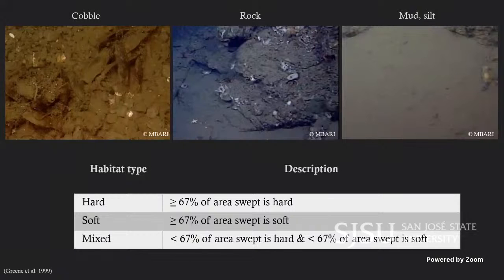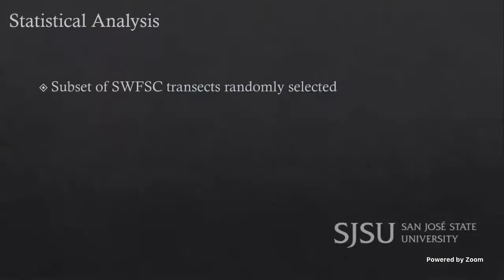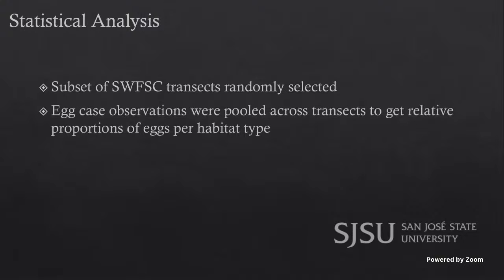I further partitioned the mixed categories into 2. Hard mixed being primarily hard substrate, and soft mixed being of the mixed category with primarily soft substrate. For statistical analyses, a subset of the SWFSC manned submersible transects were randomly selected. This was done to evaluate habitat preferences. Egg case observations were pooled across transects to get relative proportions of eggs per habitat type.